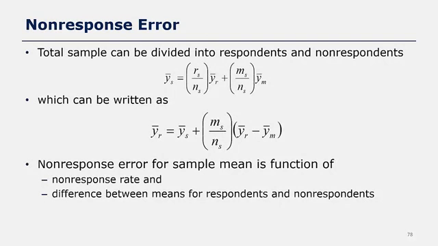Just like we saw for coverage error, the non-response error can be thought of as the total sample being divided into respondents and non-respondents, and for each of them you have an average value of the variable that's of interest to you. You can form a ratio of respondents over everybody, and the non-respondents denoted here with M in subscript S, which is the sample that we're dealing with. And so the non-response rate, together with the difference between the means of the respondents and the means of the non-respondents, gives us a sense of non-response error.